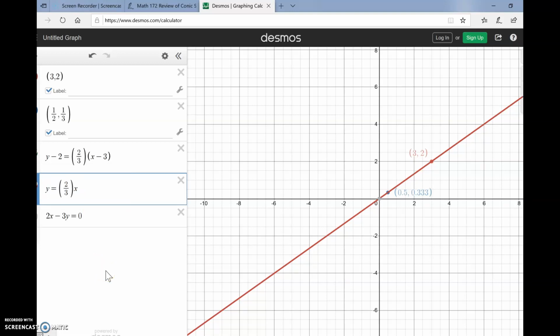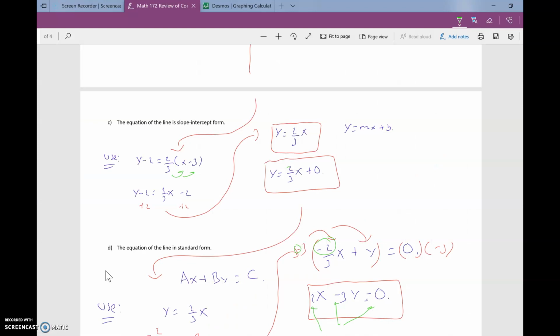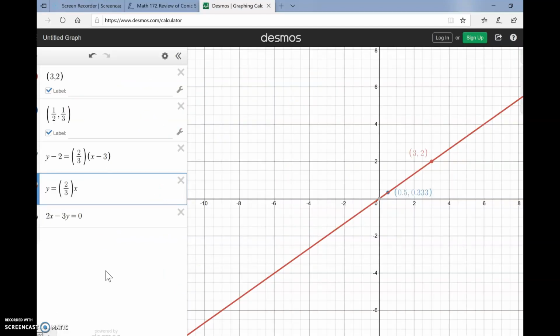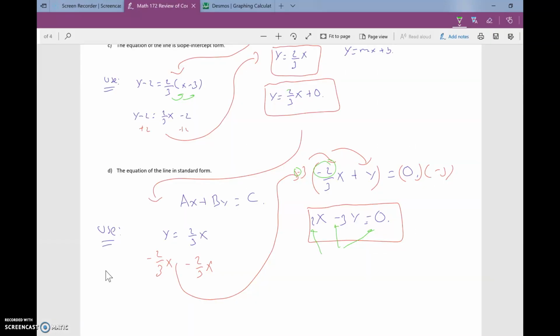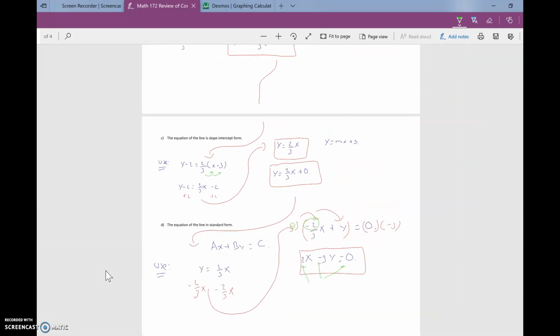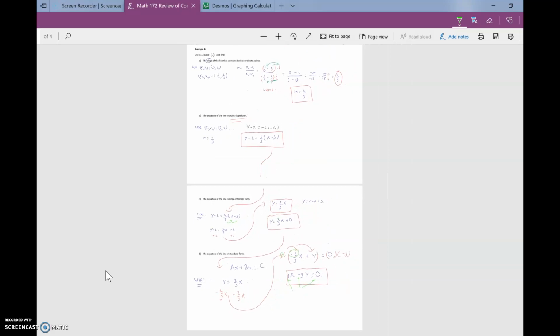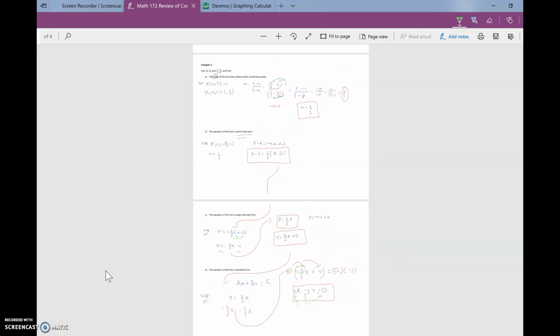We're just rewriting it. And then the last one, in standard form, we ended up with 2x minus 3y is equal to 0. And you can see here when I activate the line that it's the same line. Different ways of rewriting the same solution. Once again, the main idea is that you review these and they'll show up in later sections or later classes. That's actually it for example 2.